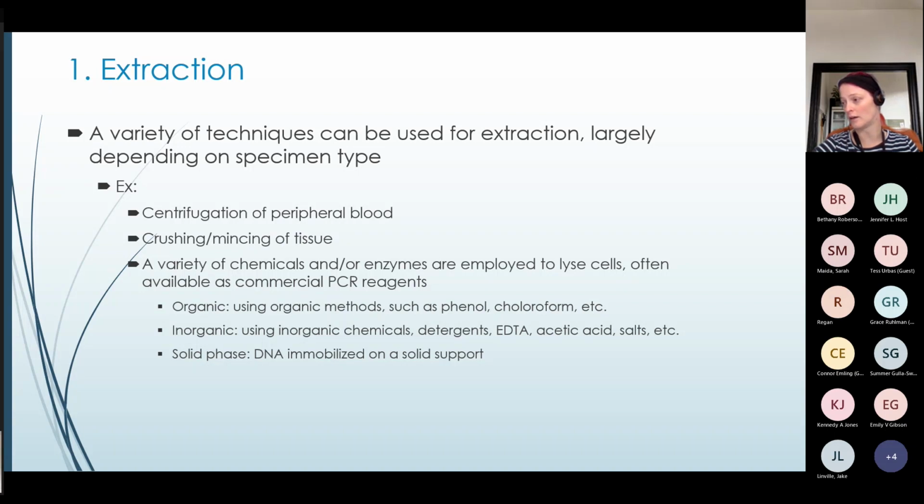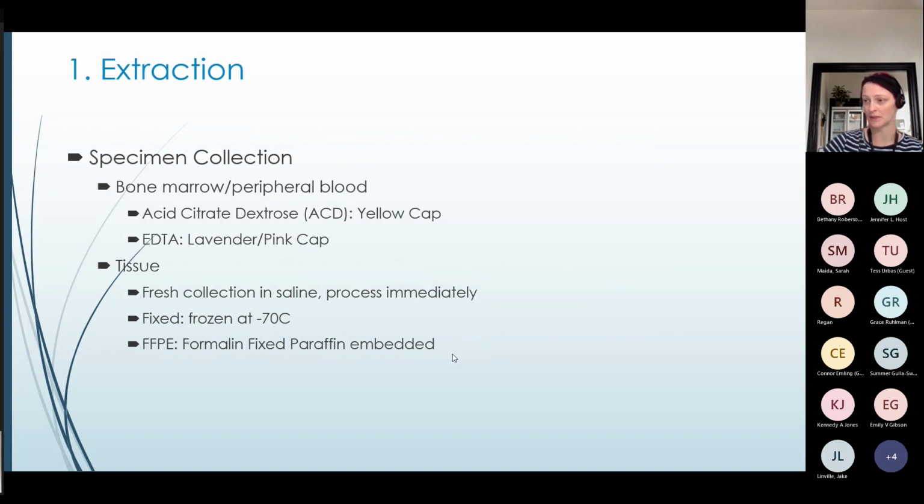Organics such as phenol and chloroform can separate different layers. Inorganic chemicals such as detergents, EDTA, acetic acid, and salts. We talked about EDTA yesterday and how it helps preserve the nucleic acids. And then solid phase, so DNA is immobilized on a solid support, which could be a solid column or magnetic column or glass beads. So there are lots of different methods.